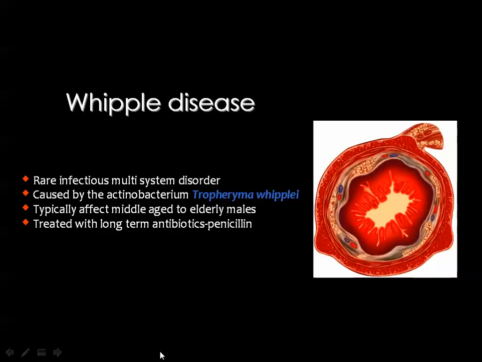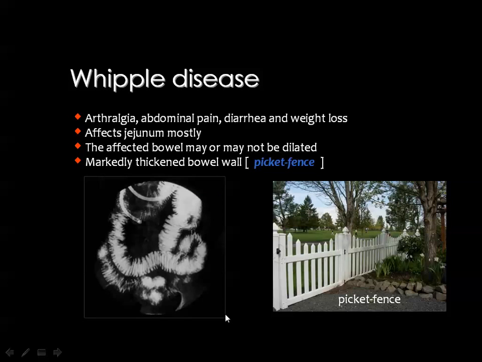Then Whipple disease is a rare infection which affects many of the systems by this bacteria, and it usually affects middle-aged and elderly males, and is treated by antibiotics and also penicillin.